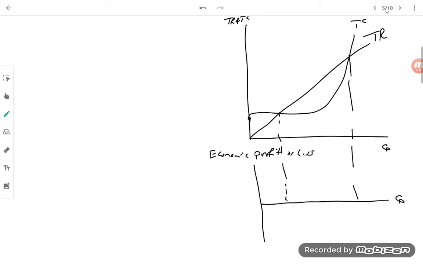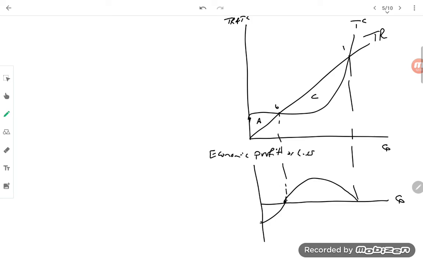Figure number 2 shows the difference between total revenue and total cost, which is the economic profit. As we can see, at part A, total cost is greater than total revenue. So in this case, economic profit is negative. Till we reach the point B. At this point, total revenue equals total cost, so economic profit is 0. After this point, total revenue is greater than total cost during area C, so there is a positive economic profit.